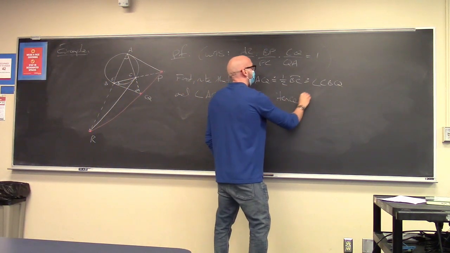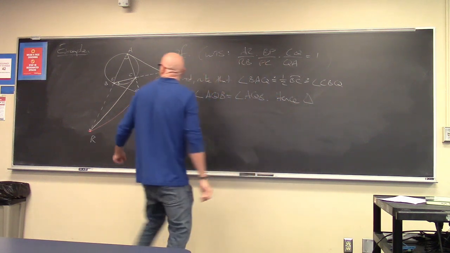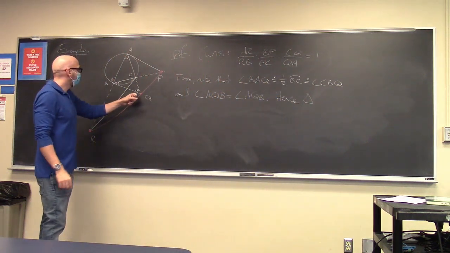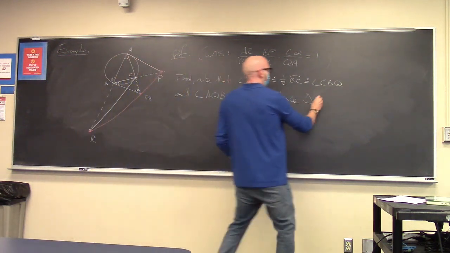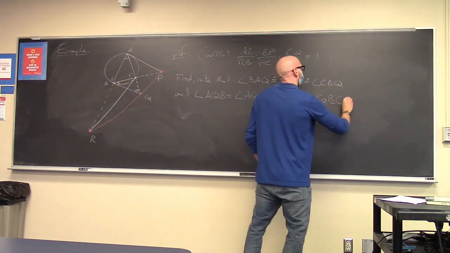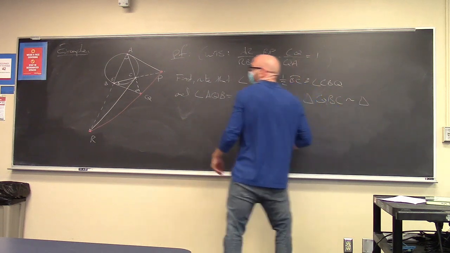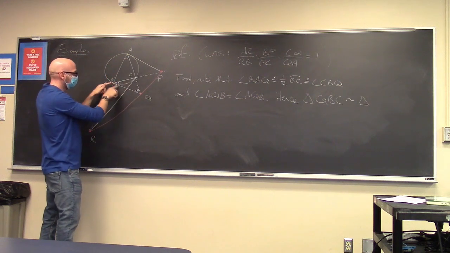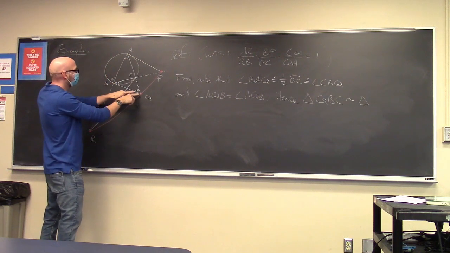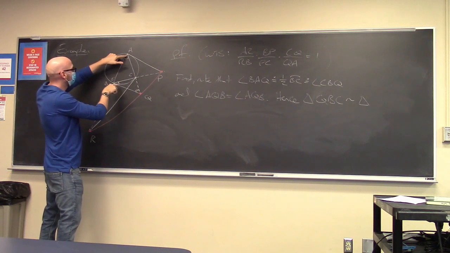Hence, what do we have? We've got triangle QBC is similar to triangle, I want to match up this angle with this angle. It came second in QB, so this would be QAB.